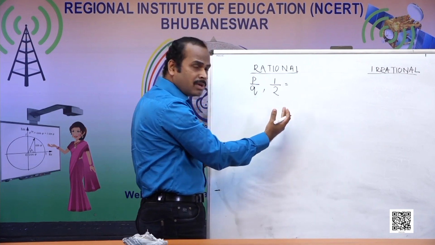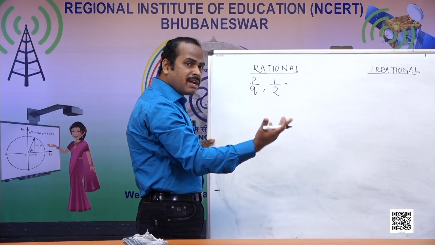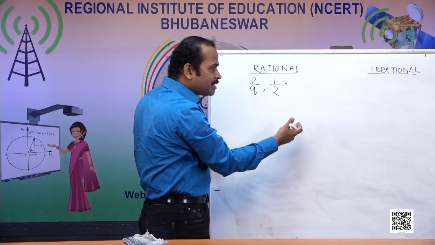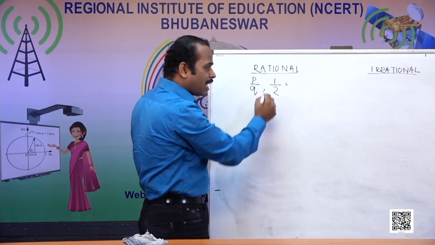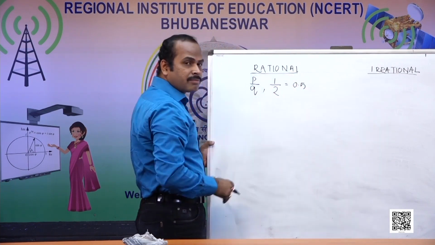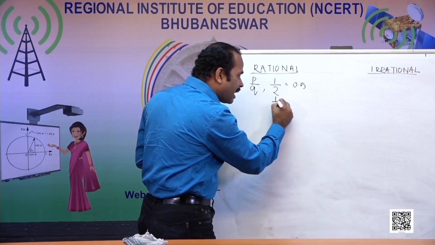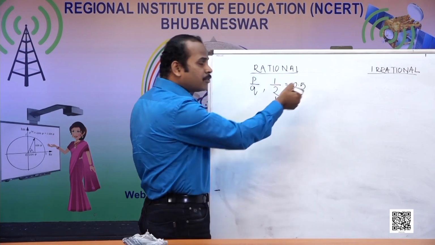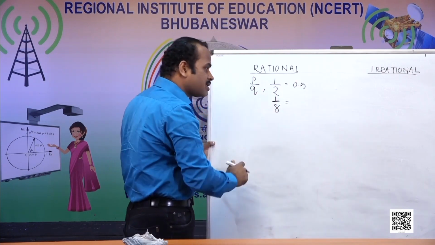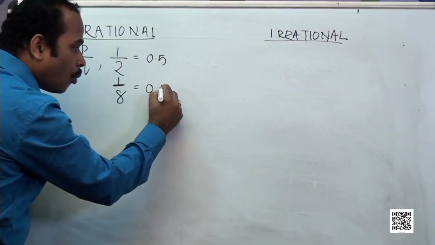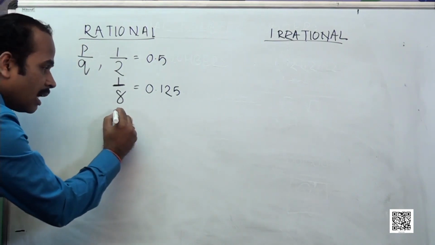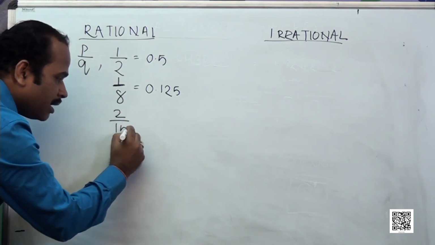How will I write it in decimal form? For converting into decimal, I can use many different ways. For example, I can divide this 1 by 2 in a long division process, and I will find it is coming 0.5. But if I change it to 1 by 8, again I have to divide. If I go on dividing in a long division process, I will find it is 0.125.